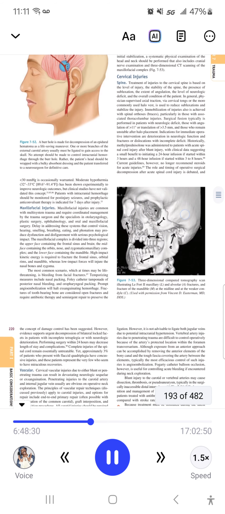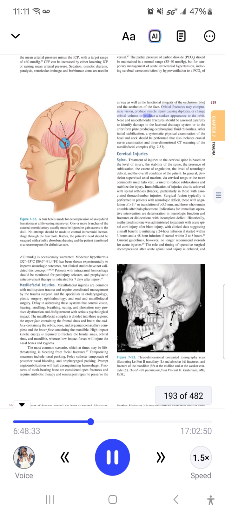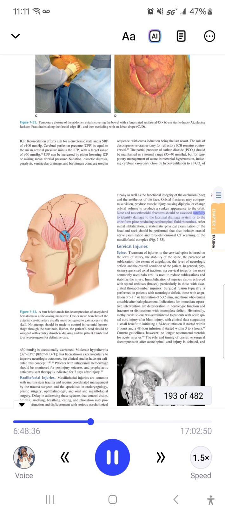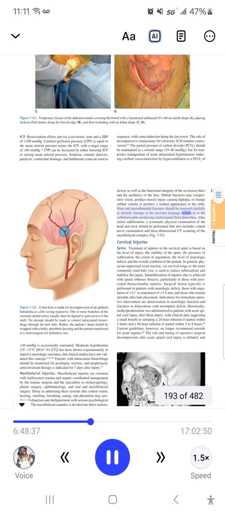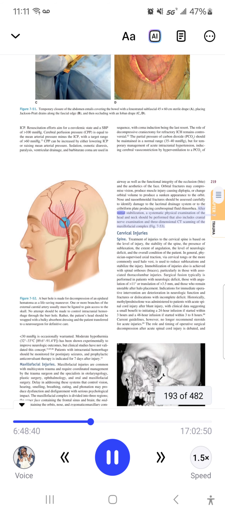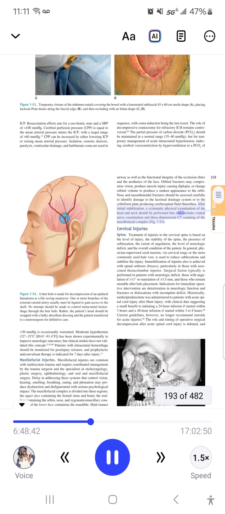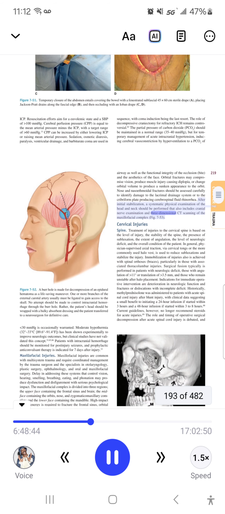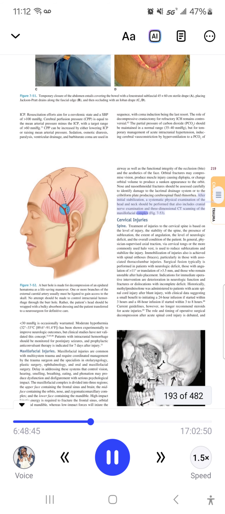Orbital fractures may compromise vision, produce muscle injury causing diplopia, or change orbital volume to produce a sunken appearance to the orbit. Nose and nasopharyngeal fractures should be assessed carefully to identify damage to the lacrimal drainage system or to the cribriform plate producing cerebrospinal fluid rhinorrhea. After initial stabilization, a systematic physical examination of the head and neck should be performed that also includes cranial nerve 7 examination and 3-dimensional CT scanning of the maxillofacial complex.